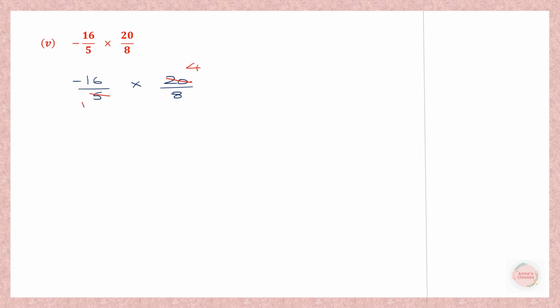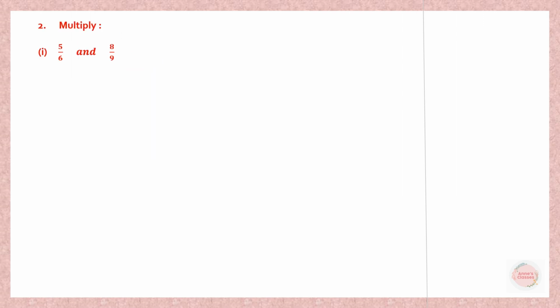We can cancel 8 and 16. 8 ones are 8. 8 twos are 16. Now let's multiply this. So minus 2 into 4 is minus 8. And in the denominator, 1 into 1 is 1. Minus 8 by 1 is equal to minus 8. So our answer here is minus 8.